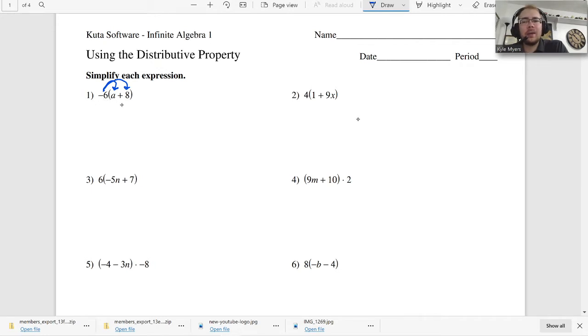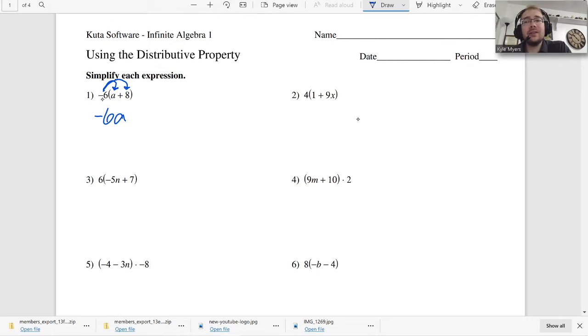Negative 6 times A. Well, I don't know what A is, so I can't say it's 12 unless A was 2. If I'm trying to multiply a number and a letter, I actually just write the number and the letter side by side. When I write negative 6a, it means negative 6 times a. And that's it for that one. So negative 6 times a is negative 6a.